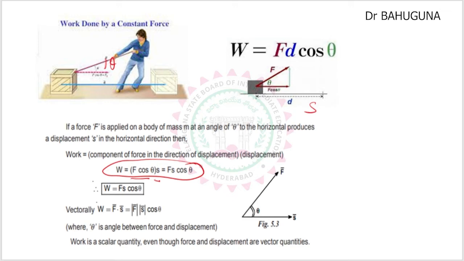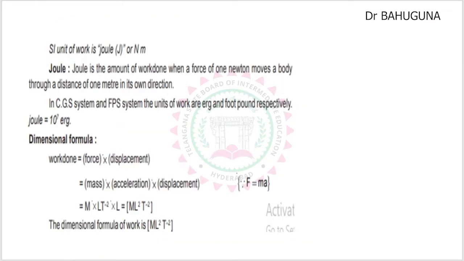Actually, if you want to show it, it is a dot product, that is F dot S. If you expand it, it is modulus of F into modulus of S into cos theta. Theta is the angle between the two vectors. Here again I emphasize: work is a scalar quantity, but force and displacement belong to vector quantities.